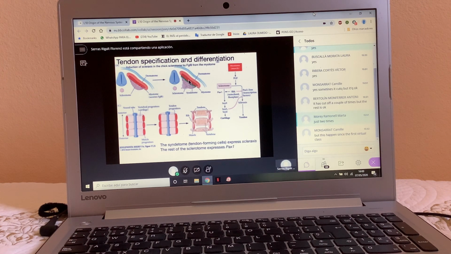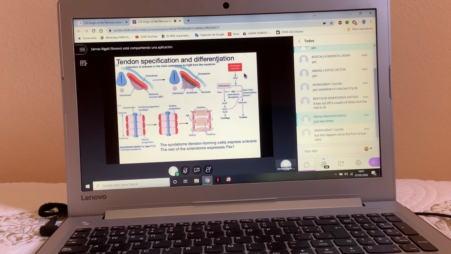And this is done because the red cells here, which is the myotome, are sending some signals to the first row of cells of this sclerotome, these green cells. Those signals are mainly FGF, and the first row of cells of the sclerotome, which are the ones that receive this signal, are the ones that are going to trigger a particular program of differentiation towards the tendons.